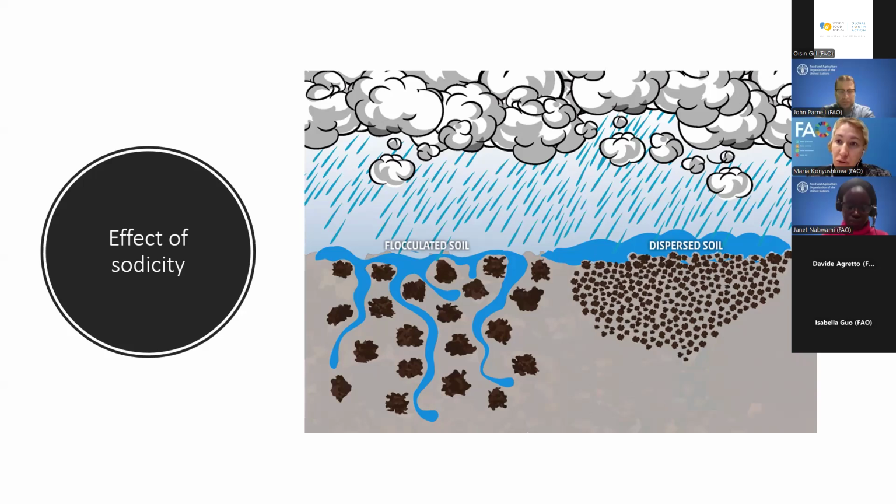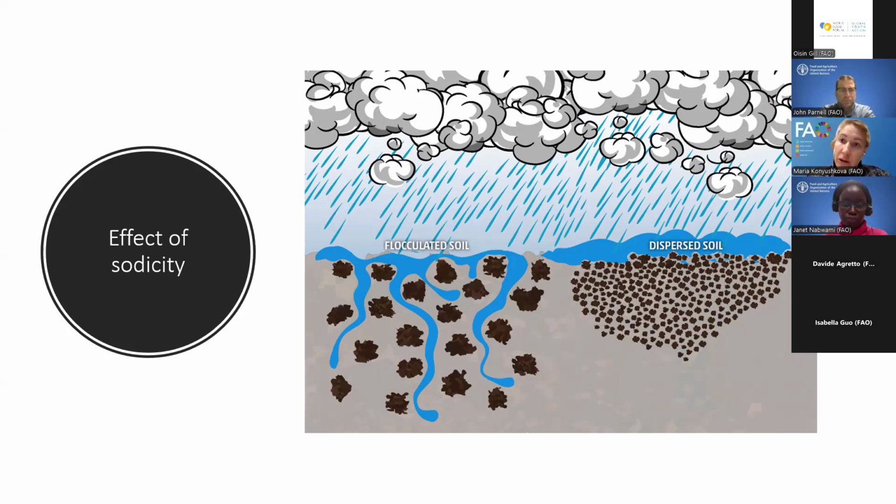And on this illustration, you can see how the soils differ in the sense of their structure and their compaction. So dispersed soils are very compacted, the pores are very small, and the water cannot go through the particles and through the aggregates.